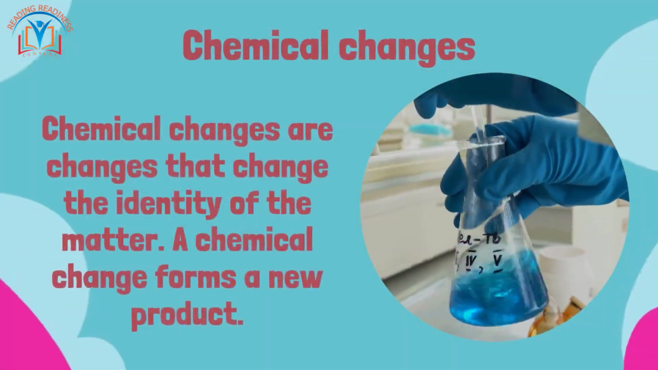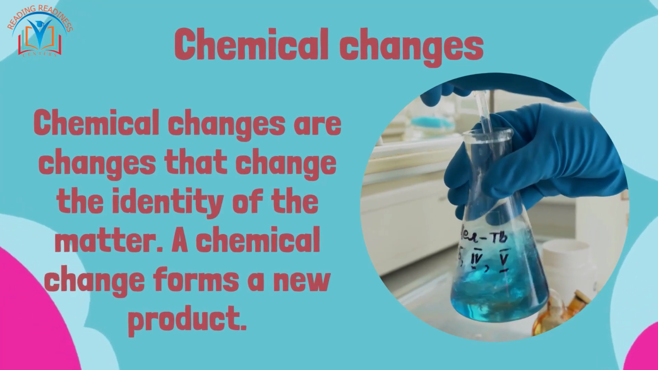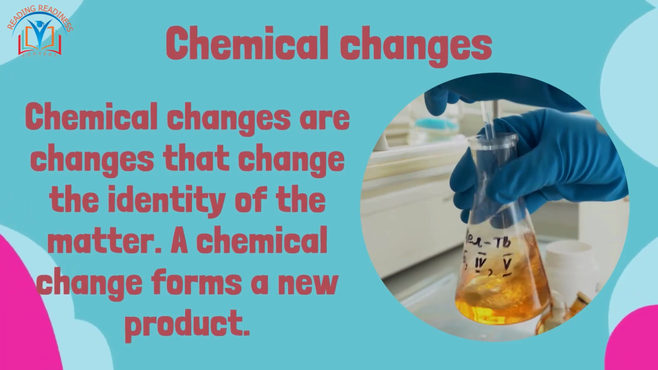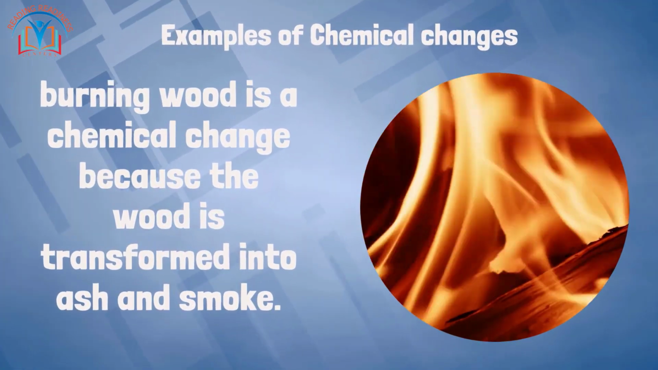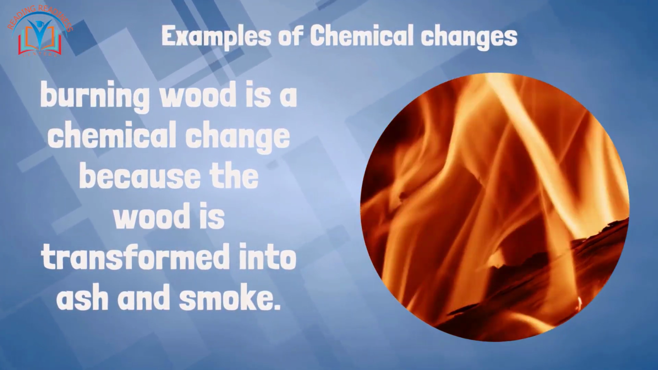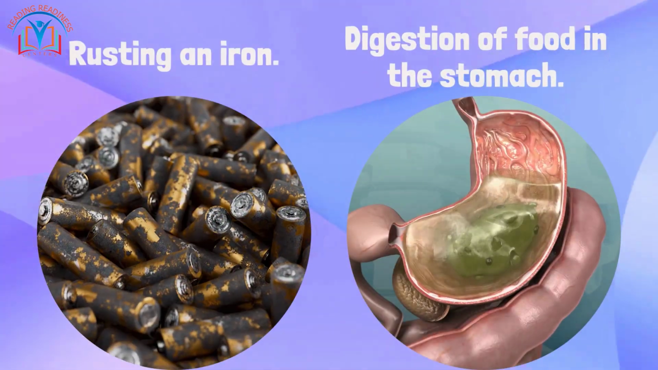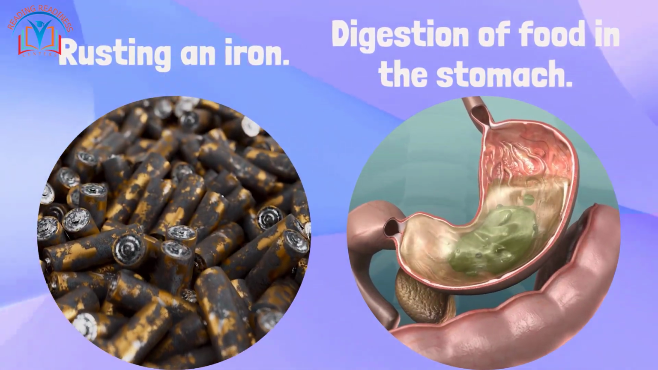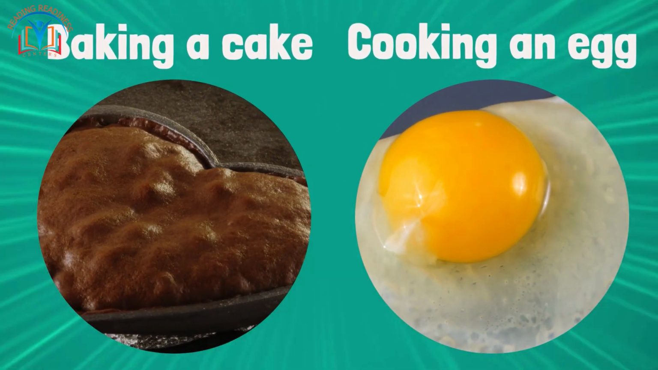Chemical changes. Chemical changes are changes that change the identity of the matter. A chemical change forms a new product. Examples of chemical changes. Burning wood is a chemical change because the wood is transformed into ash and smoke. Rotting of a fruit or vegetable. Rusting of iron. Digestion of food in the stomach. Baking a cake. Cooking an egg.